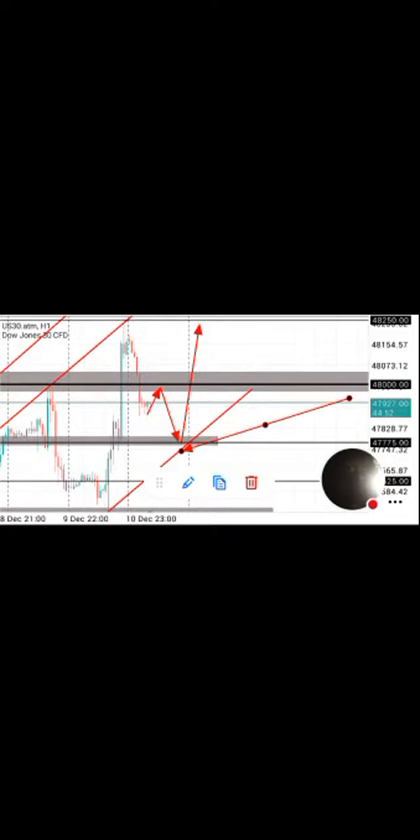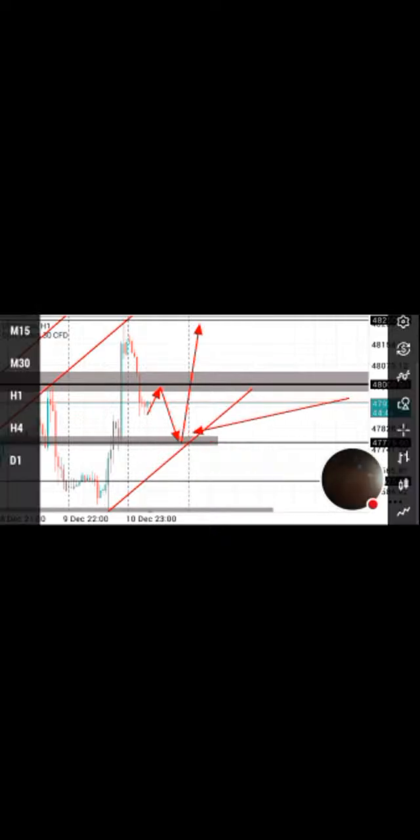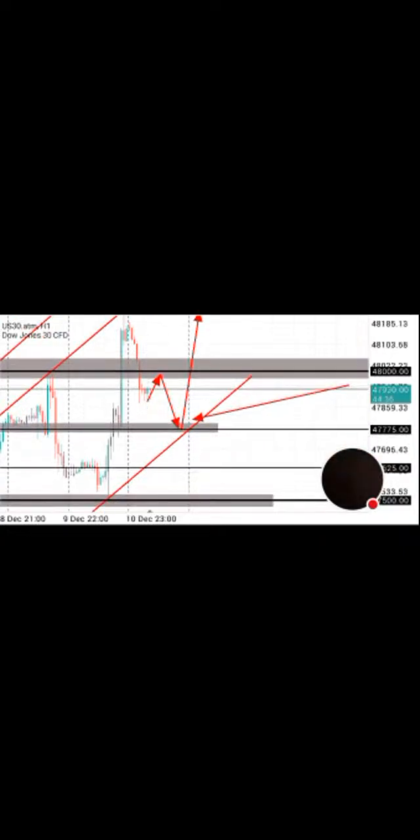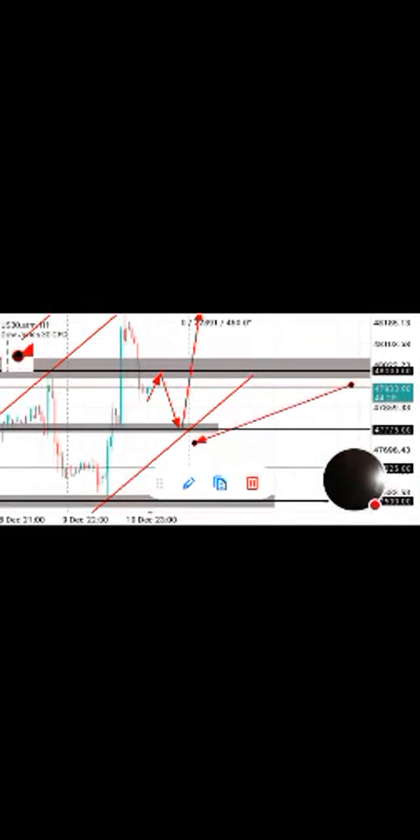So for that reason, I'm gonna be waiting for price to get here. Price gets here, give me confirmation, then I'll not hesitate but to go in for the buy to the upside, guys. I won't hesitate to go in for the buy from this point. We are buying to the upside.